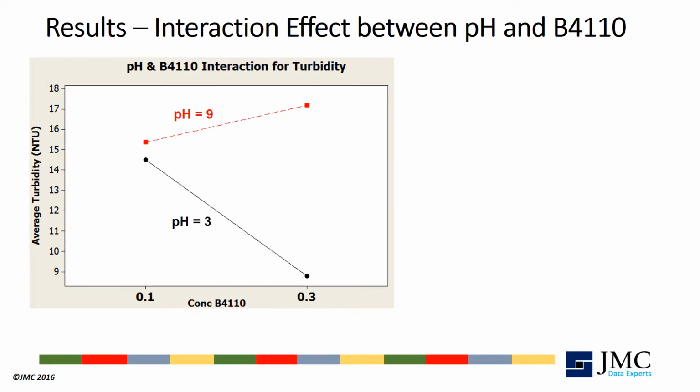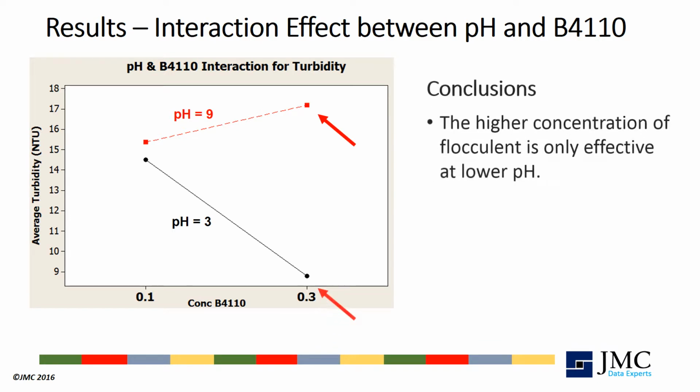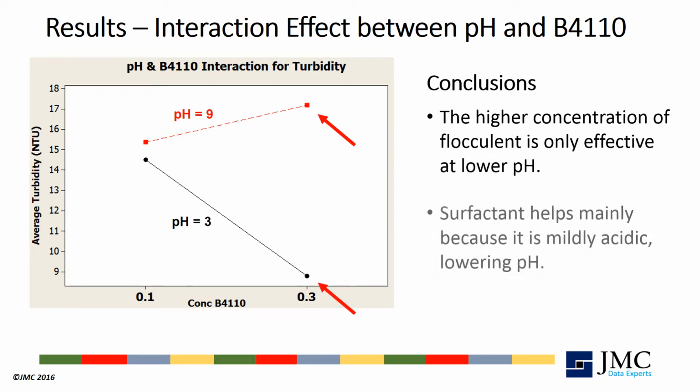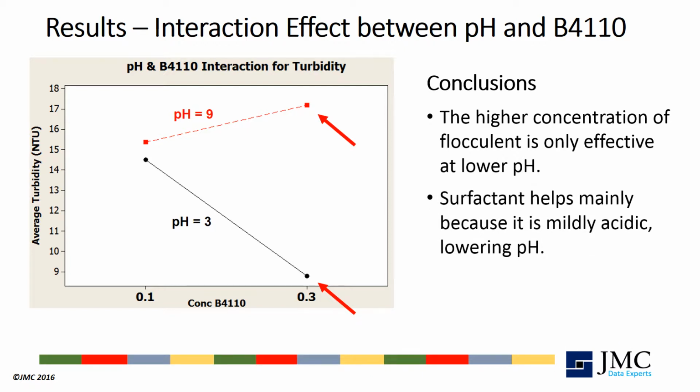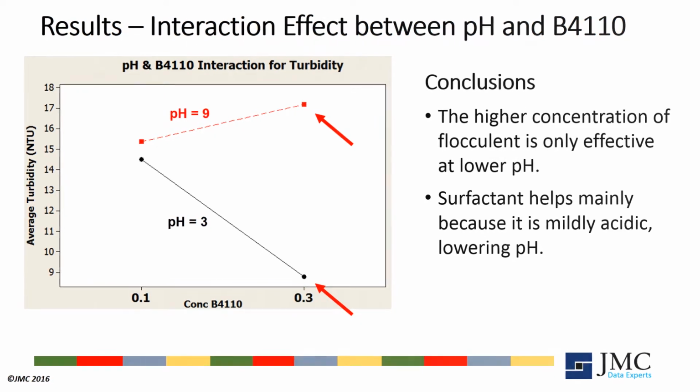Here we see the interaction graph for pH and 4110. If 4110 is used at the high pH, the turbidity remains relatively high. There is no effect. Increasing the flocculant, which should lower the turbidity, only does so if the pH is low. In the past, surfactant additions only helped lower turbidity because it is mildly acidic and lowered the pH.